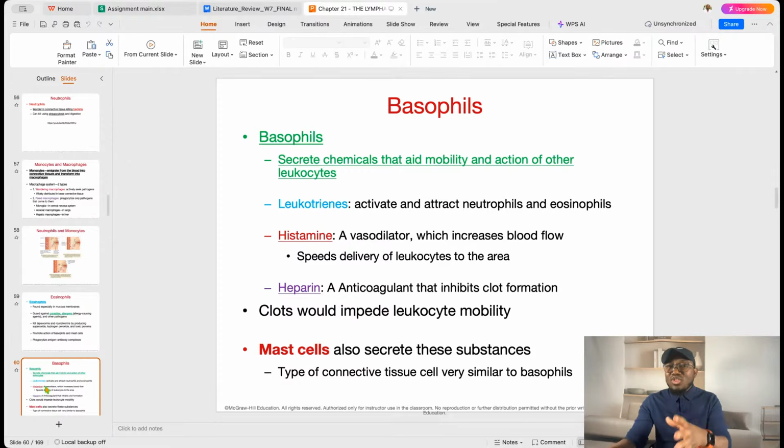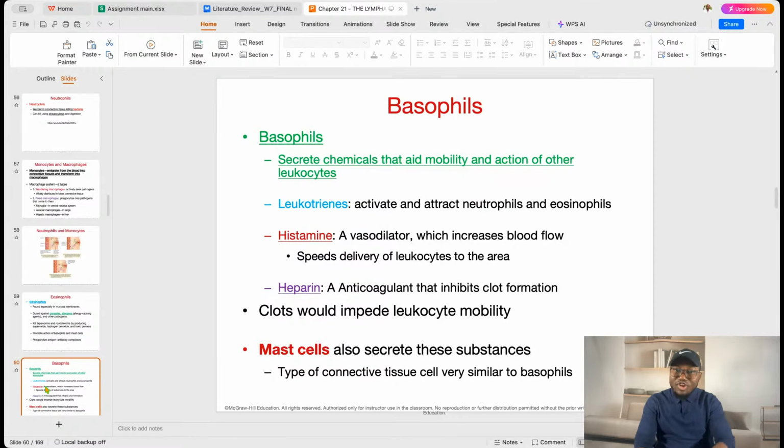All right? So these are the things you are thinking about. Now, when you are talking about basophils, they usually happen at different times. But in basophils, chemicals are secreted. And what do those chemicals do? They aid mobility and action of other leukocytes. So when a basophil is secreted like this, it helps to carry others, or activate others, or carry them to the site of the injury. For example, if it's an injury.